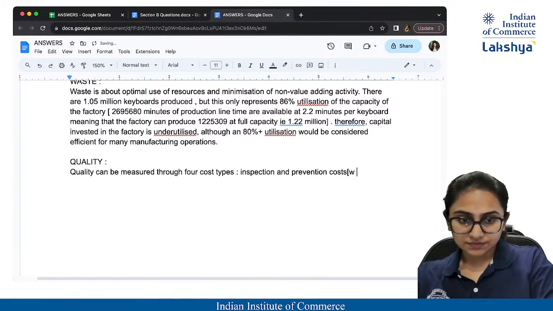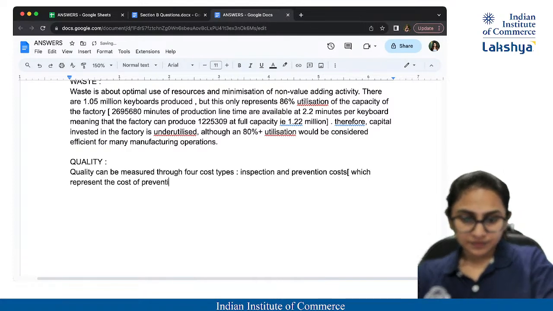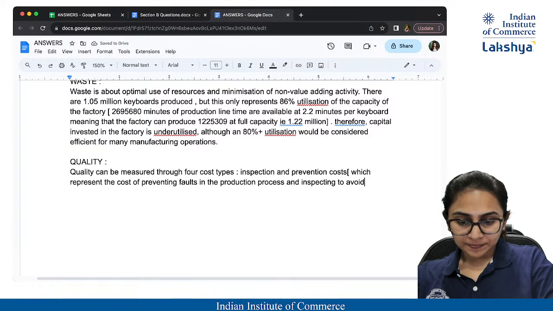which represent the cost of preventing faults in the production process and inspecting to avoid faulty goods leaving the factory. Okay.